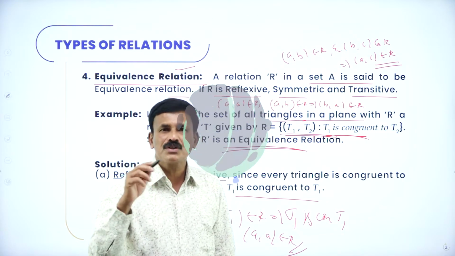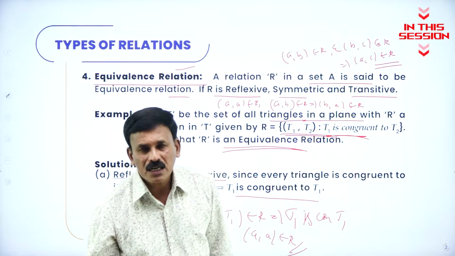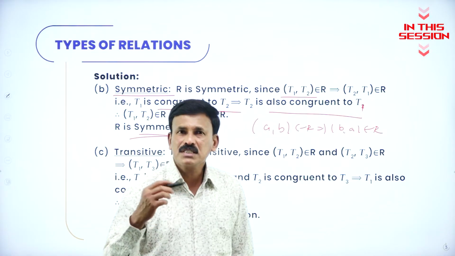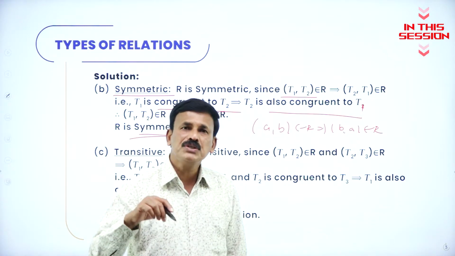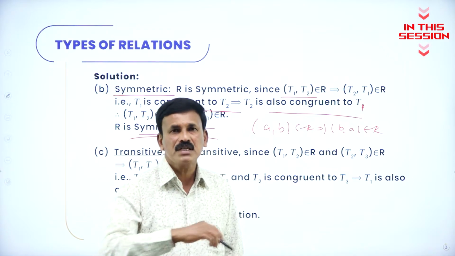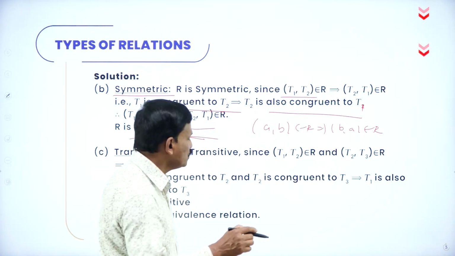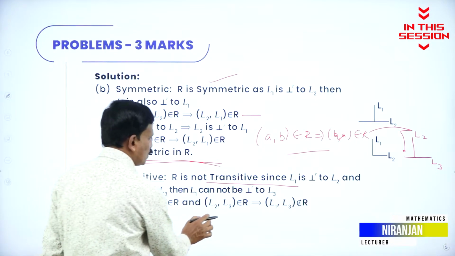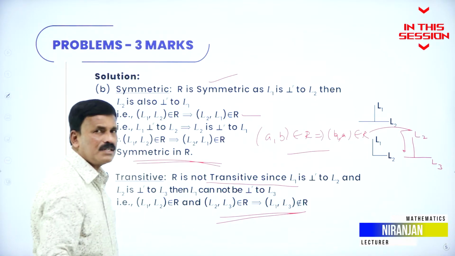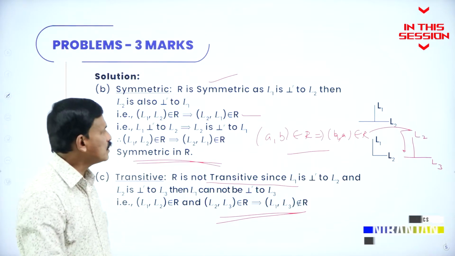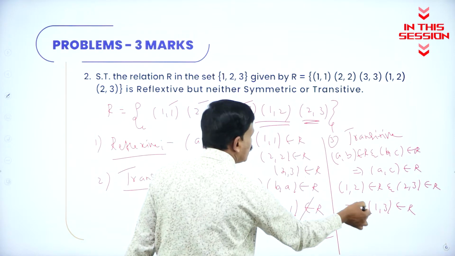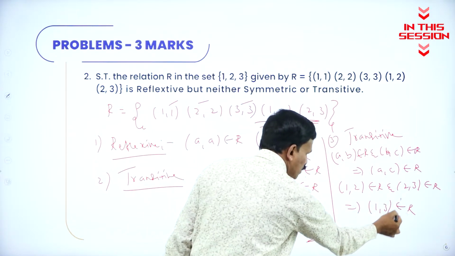If T1 is congruent to T2, then automatically T2 is also congruent to T1. If T1 is congruent to T2 and T2 is congruent to T3, definitely T1 is also congruent to T3. Therefore, (L1, L2) belongs to R and (L2, L3) belongs to R implies (L1, L3) does not belong to R. That is, (1, 2) is there, (2, 3) is there, but (1, 3) is not in the set, so it does not belong to R.